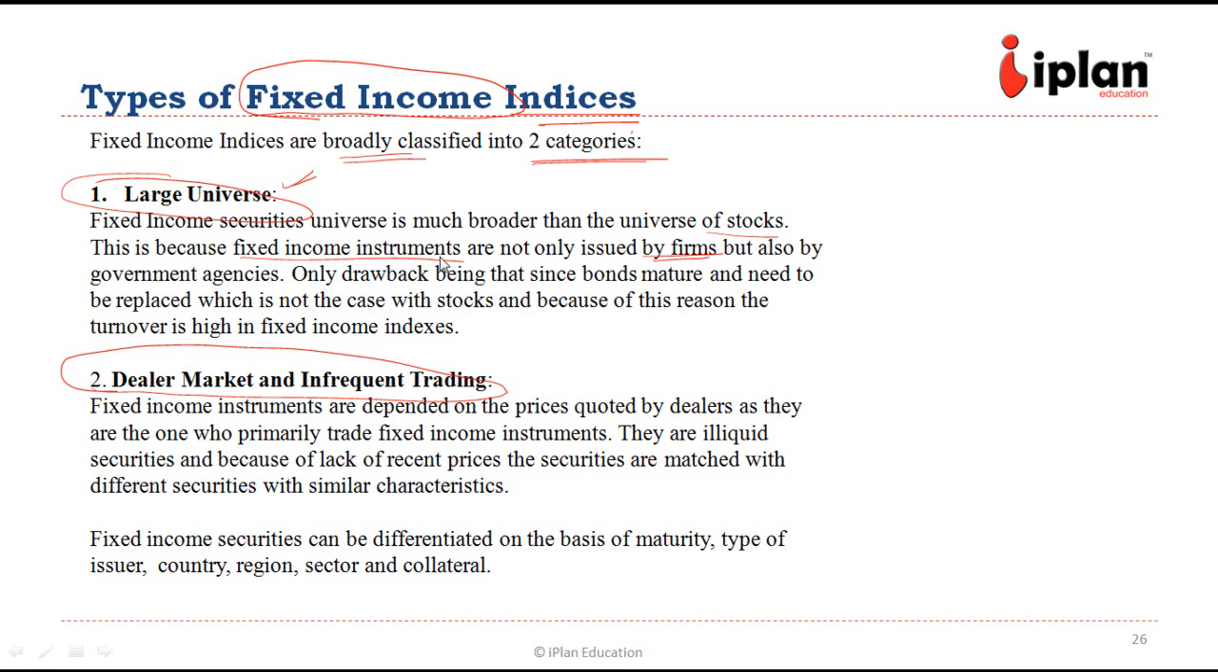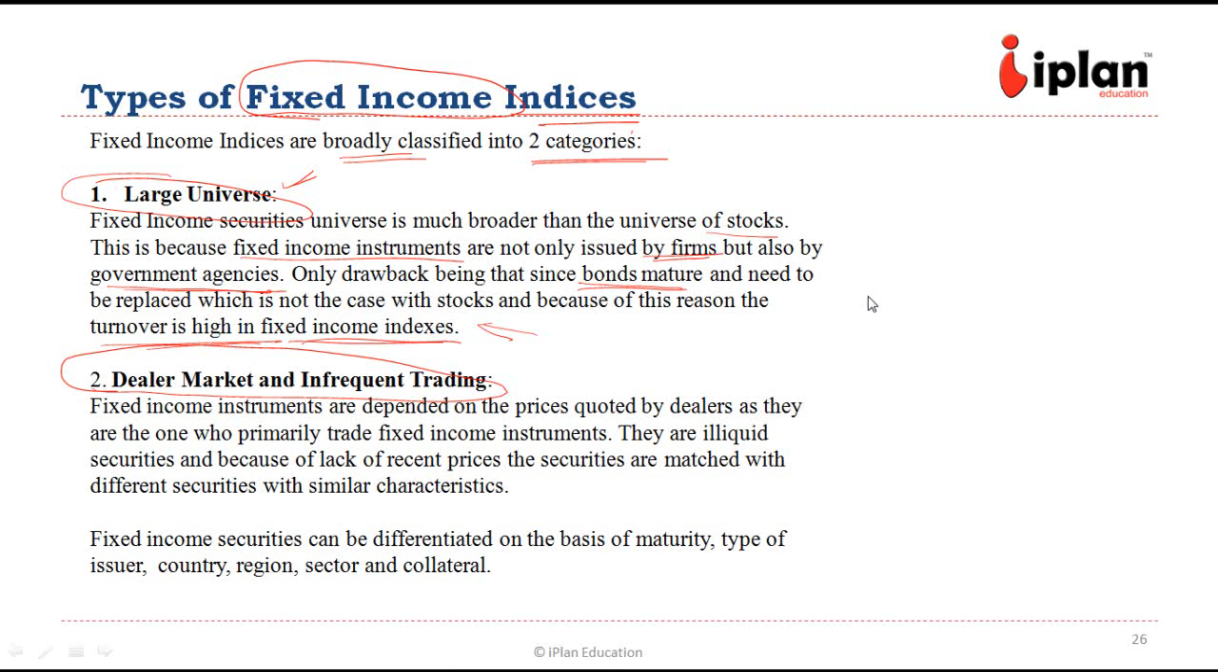So the only problem here is that a bond matures while stocks may last for a longer period of time. When the bond matures, it needs to be replaced in the index. So that is why the turnover is very high in the fixed income indices, because every time a bond matures, it has to be replaced by some other bond. While in the case of stock, rarely one stock is replaced by another stock in the index because stocks do not mature.